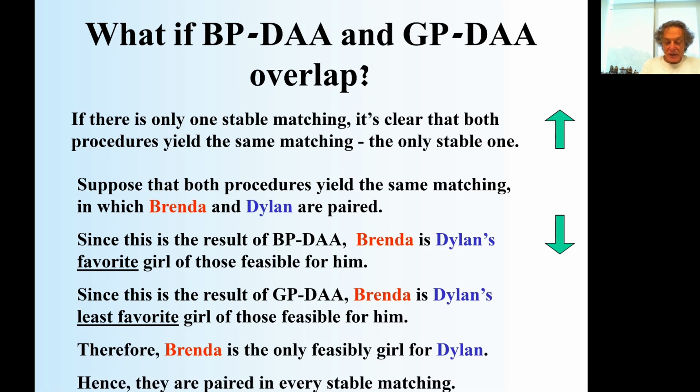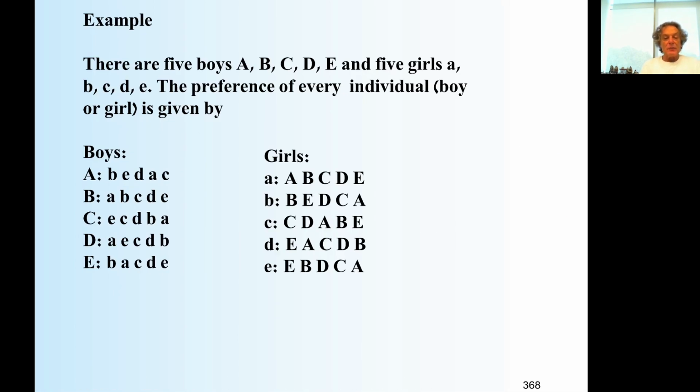Hence they are paired in every stable matching. Now I want to give you an example. Let's take the example of 5 boys, capital A, capital B, capital C, capital D, and capital E, and 5 girls denoted by small a, small b, small c, small d, small e. The preference of every individual, boy or girl, is given.